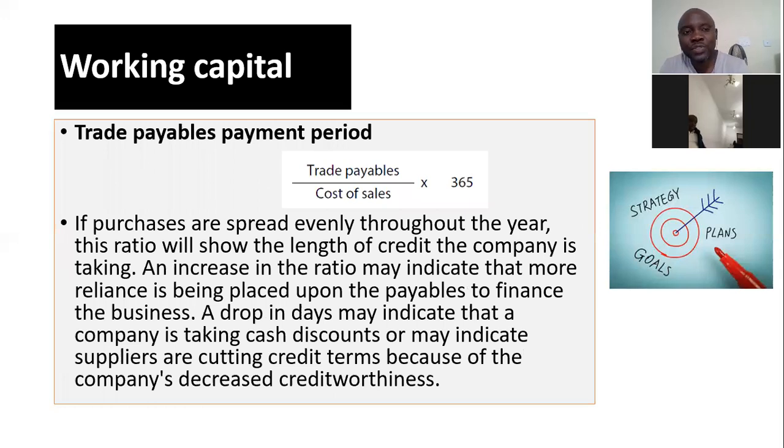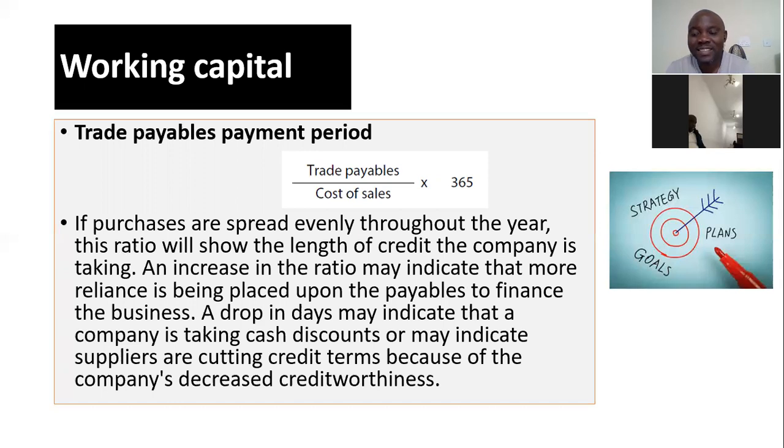You go on to the trade payables days. So here we say if purchases are spread evenly throughout the year, this ratio will show the length of credit the company is taking. So here an increase in the ratio may indicate that more reliance is being placed upon the payables to finance the business.